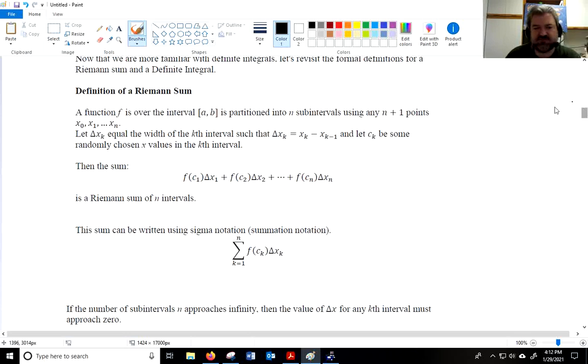All right, the definition of a Riemann sum. If a function f over the interval from a to b is partitioned into n subintervals using any n plus 1 points. Remember, if we want to have 10 subintervals, we have to have a point at the beginning and a point at the end, and then 9 points in the middle. That makes 11. So it takes n plus 1 points. I'm going to call them x sub 0, x sub 1, all the way to x sub n. We'll let delta x sub k equal the width of the kth interval.